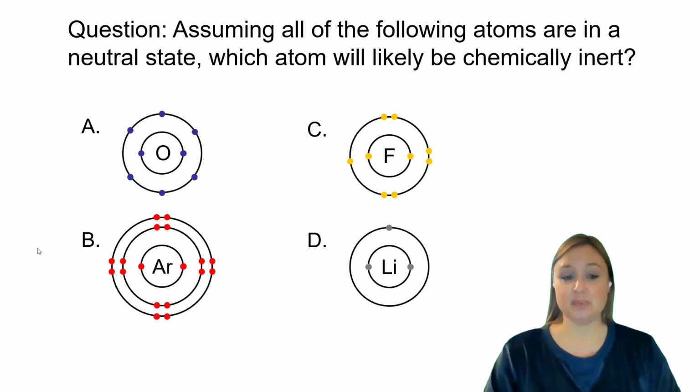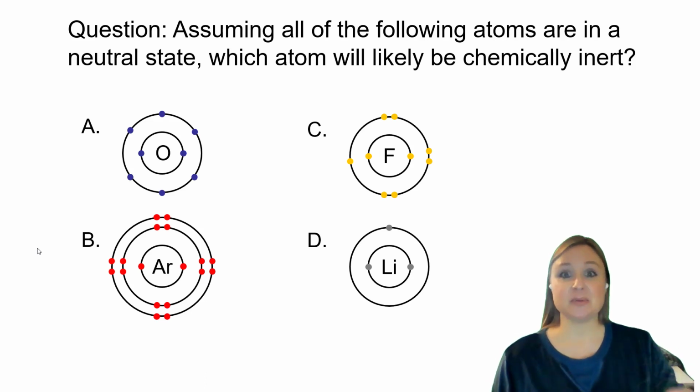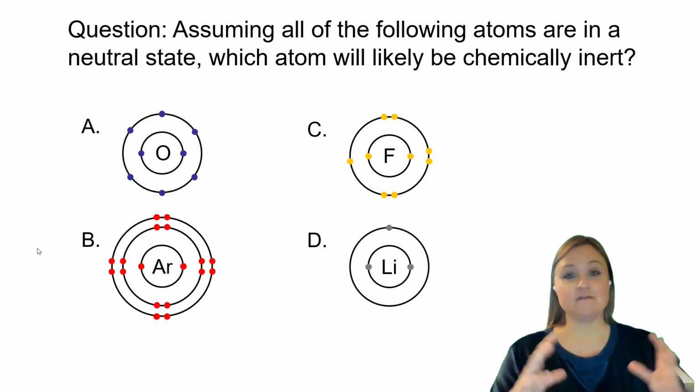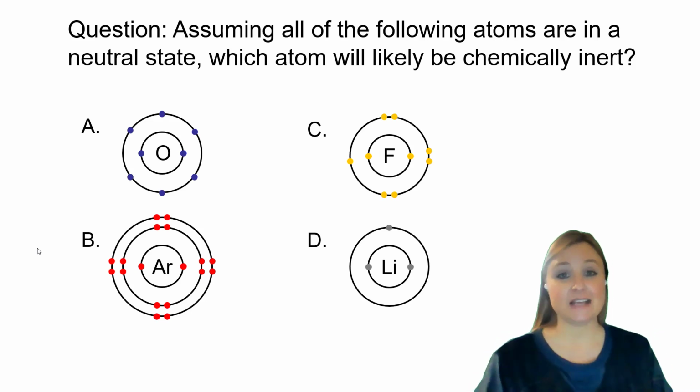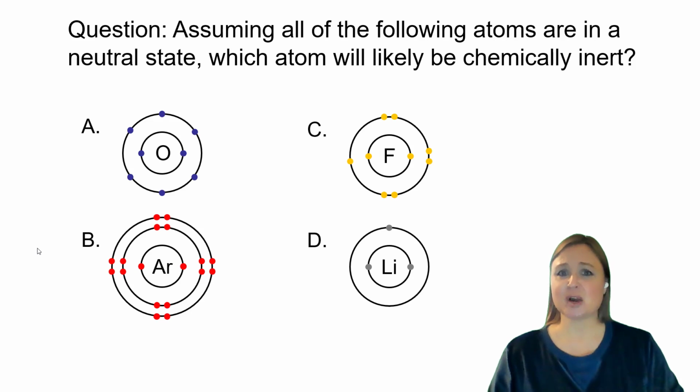Here's argon in B, and argon has an atomic number of 18. So the electrons fill 2 in the first shell, 8 in the second shell, and a maximum of 8 in the third shell. So this atom here, argon, has a full outer shell of a maximum of 8. Okay, it has 8 valence electrons. So this is probably going to be the answer, which is chemically inert.